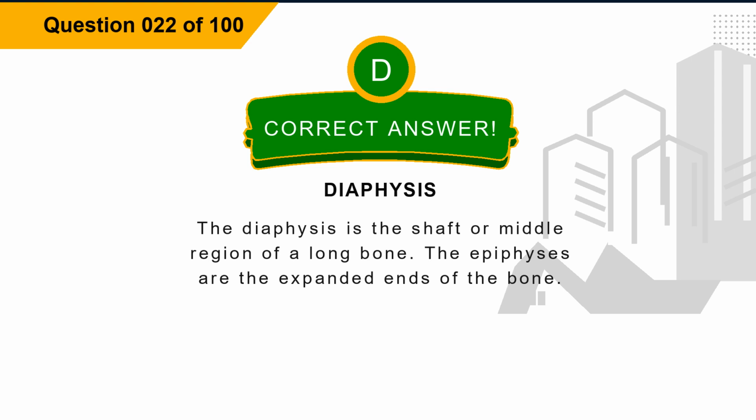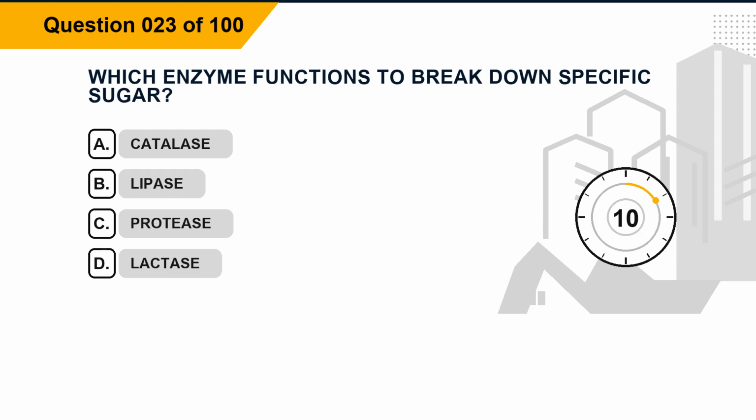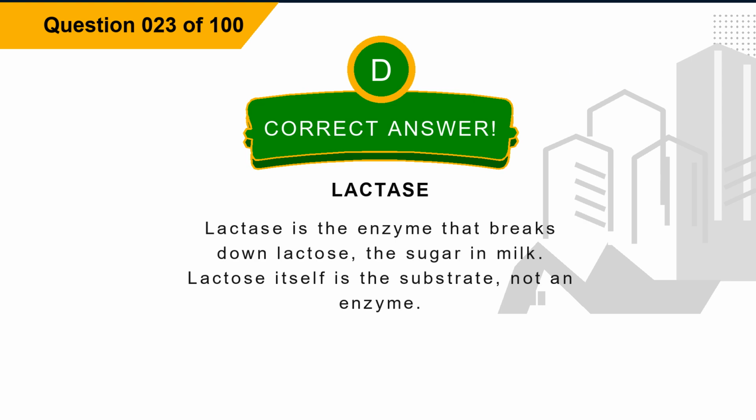Explanation. The diaphysis is the shaft or middle region of a long bone. The epiphyses are the expanded ends of the bone. Question 23. Which enzyme functions to break down specific sugar? Option A, catalase. Option B, lipase. Option C, protease. Option D, lactase. The correct answer is option D, lactase.